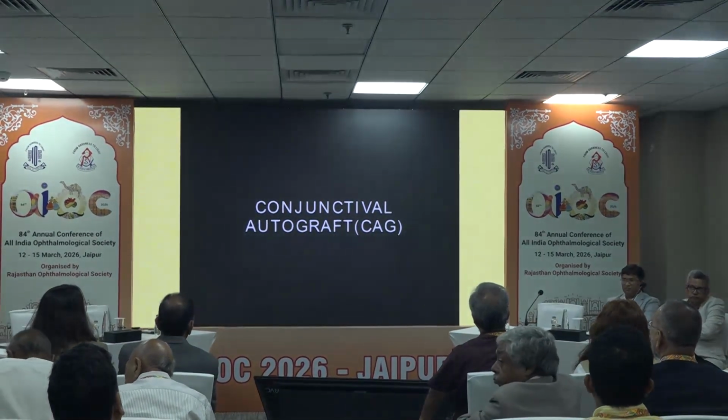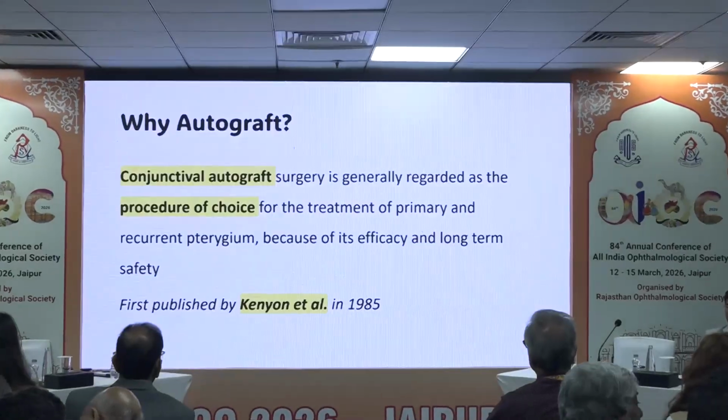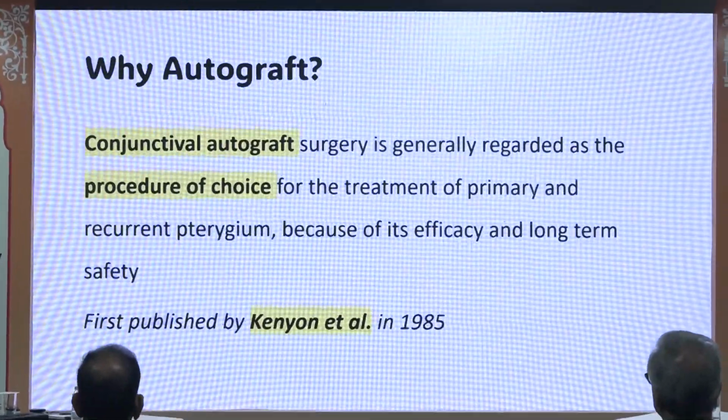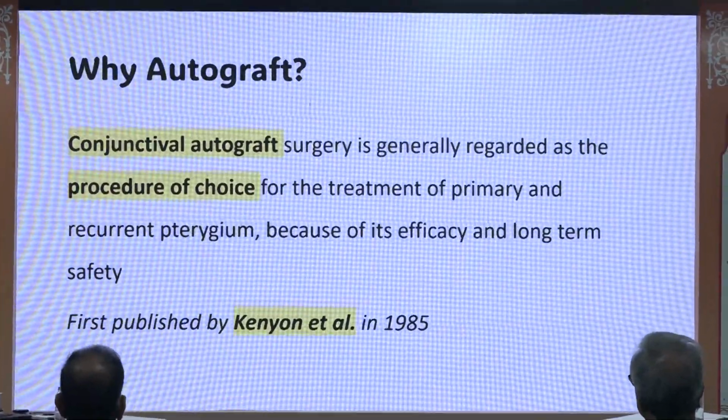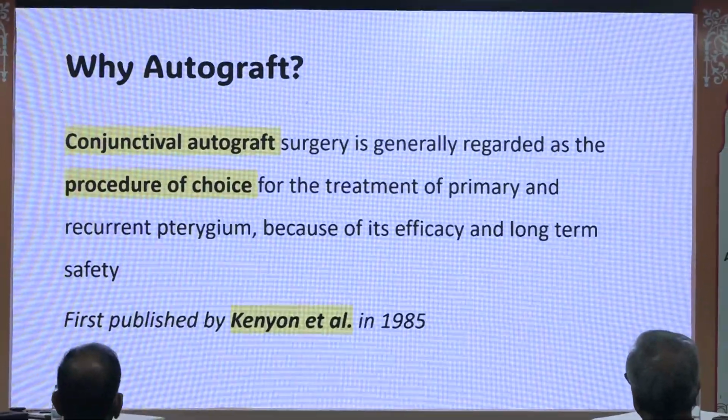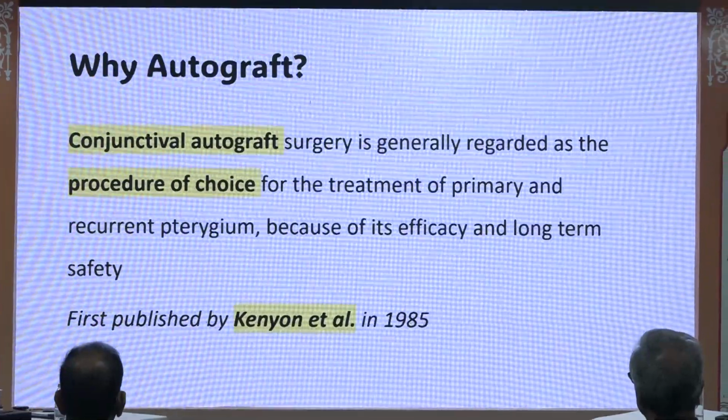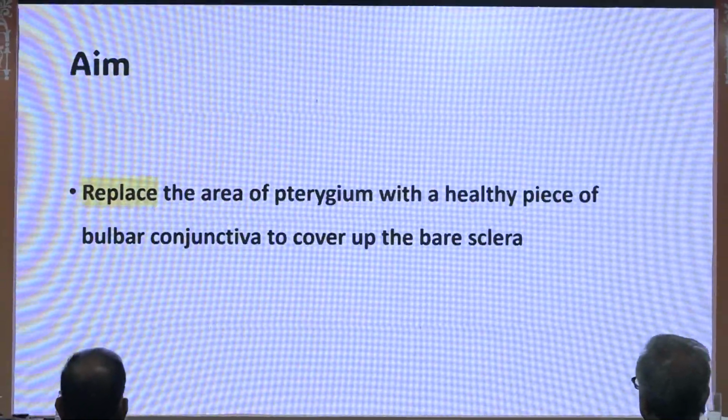Now, our topic of interest is CAG, the conjunctival autografting. Due to its efficacy and long-term safety, CAG is the procedure of choice in nearly all types of pterygium surgeries. It was first published by Kenyon et al. in the year 1985.